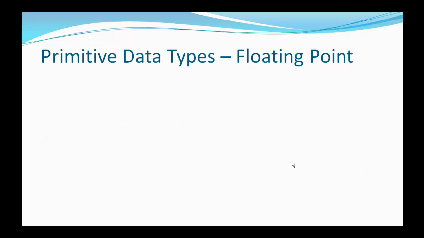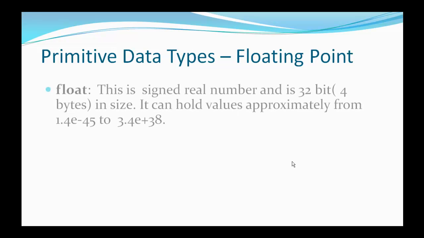Floating point data types are used to store real numbers. Real numbers are signed numbers with both positive and negative values. Coming to float, it is a signed real number and is 32 bits in size. It can hold values approximately from 1.4 exponential -45 to 3.4 exponential 38.